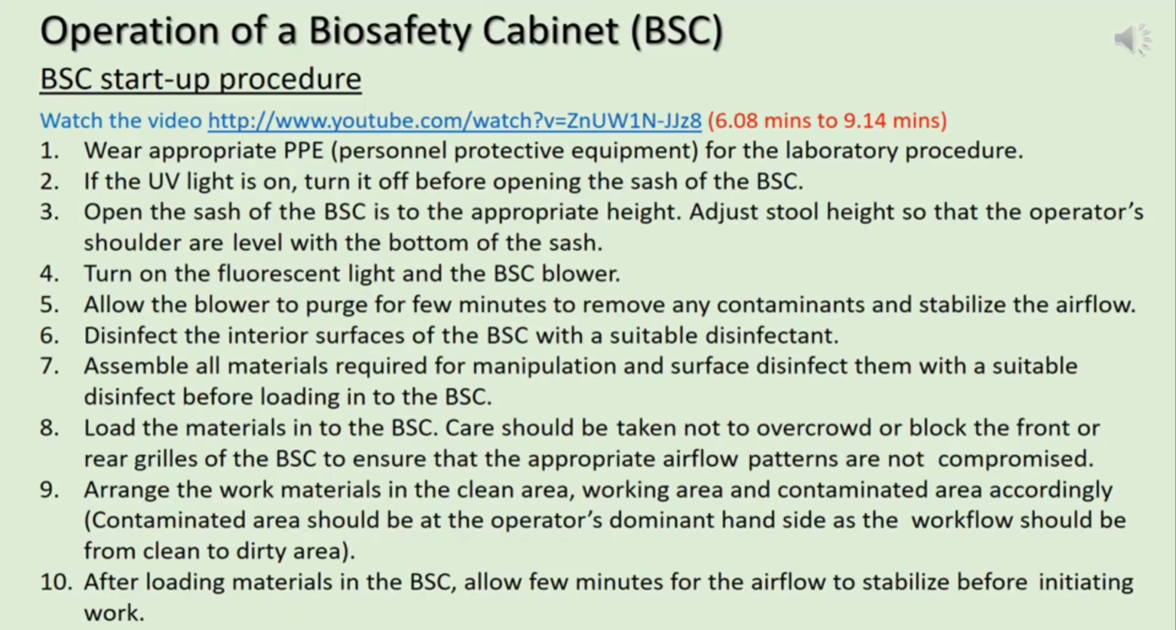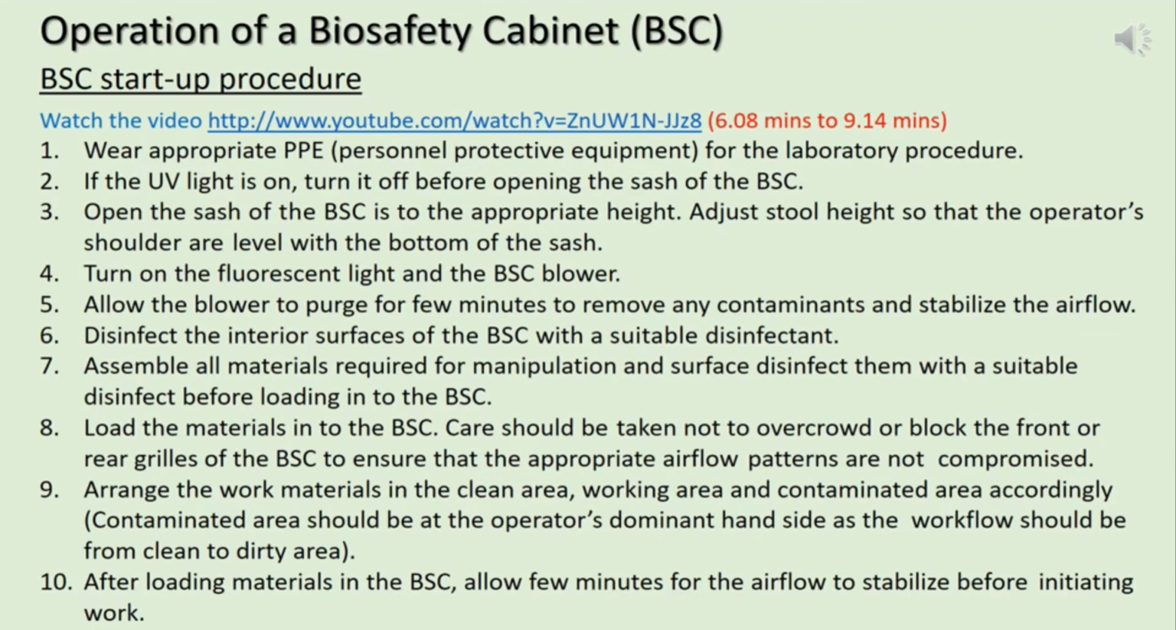The next few slides describe the operation of a biosafety cabinet. So in this slide, you will see the steps that you have to follow for the BSC startup procedure. Startup procedure means how should you turn on the biosafety cabinet? How should you bring in the materials? How should you arrange them in the biosafety cabinet in order for you to conduct your experiments?